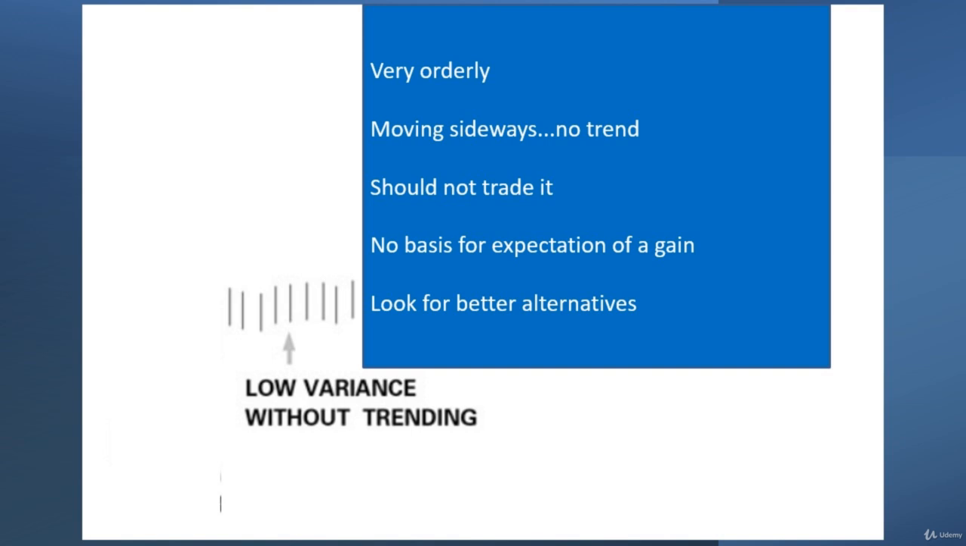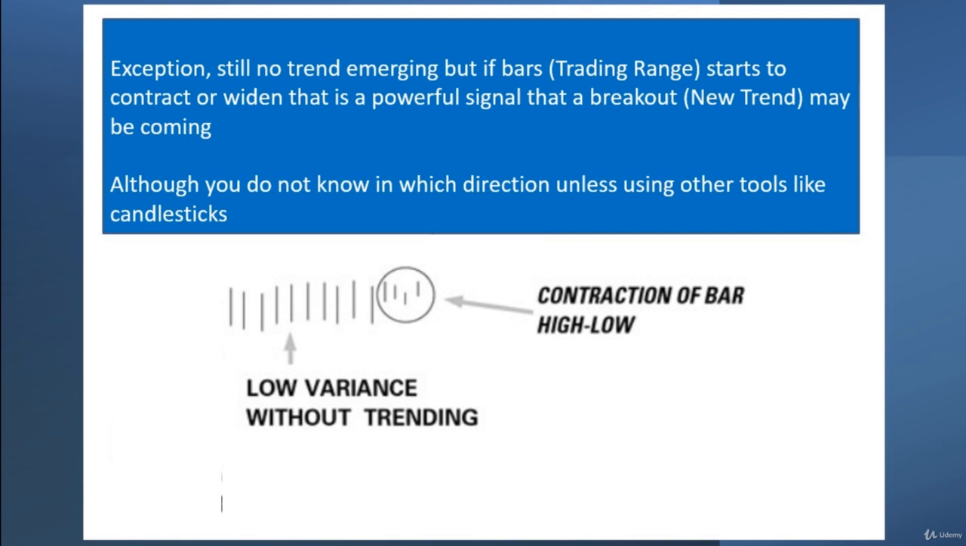So it doesn't mean you can't trade. I'm just saying look for better alternatives, right? There's always better alternatives than trading into something that might be moving sideways. That's highly hard to predict. But you can see very orderly, moving sideways is low variance without trending. Now, when you see this sideways movement, you're trying to see if something is going to change. You can use your other indicators to recognize when you may have a reversal or maybe a breakaway gap or something that's going to establish a new trend.